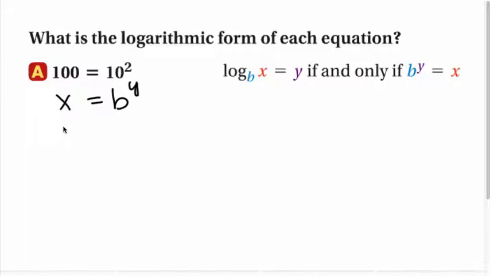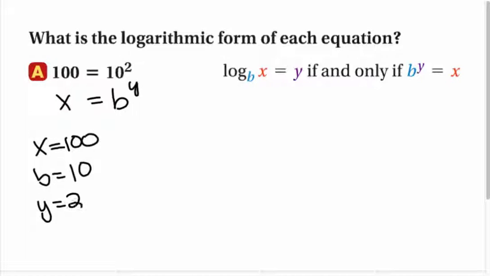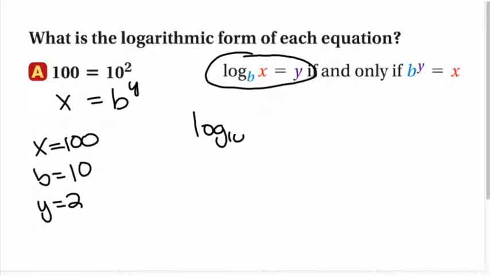Now I'm basically going to take the time to record what everything is. X is 100, b is 10, and y is 2. So now I'm going to put it into this form. I'm going to say log base b, so that's 10, of x, so that's 100, equals 2. So for this exponential here, this is the inverse log.